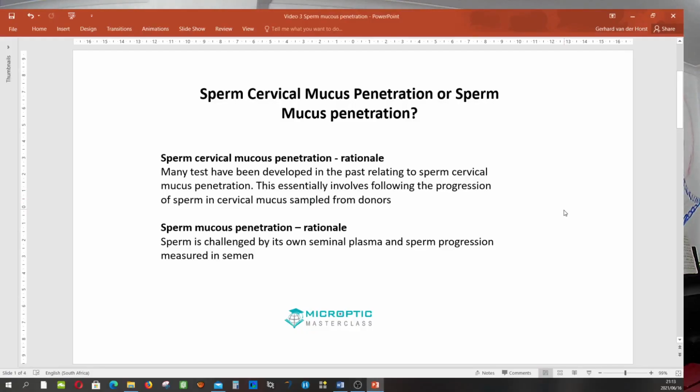So let us start now with the sperm functional tests. And first of all, the sperm cervical mucus penetration or sperm mucus penetration test. And I've distinguished here very clearly between the classical sperm cervical mucus penetration. The rationale here is that we actually follow sperm progression inside cervical mucus, which have been obtained from donors. And secondly, a more modern test, the sperm mucus penetration, where the sperm is challenged by its own seminal plasma.